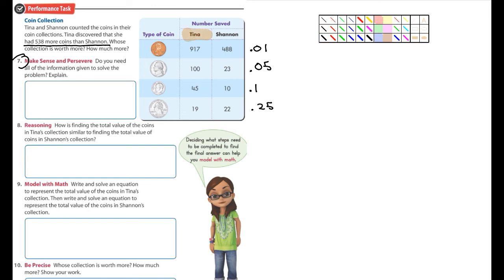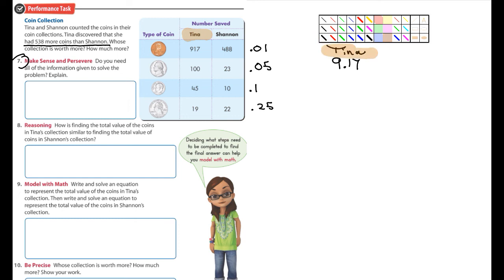I'll highlight her in brown. So Tina has 917 pennies. So what is that? 100 pennies is $1, so that's $9.17. This is Tina.